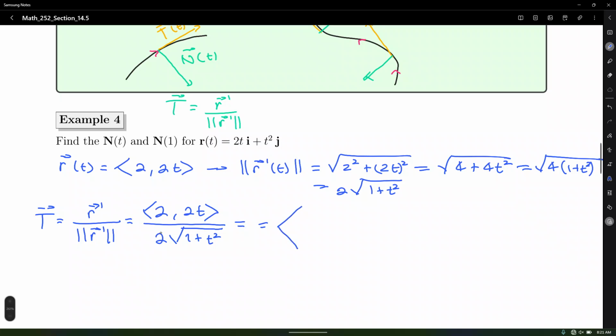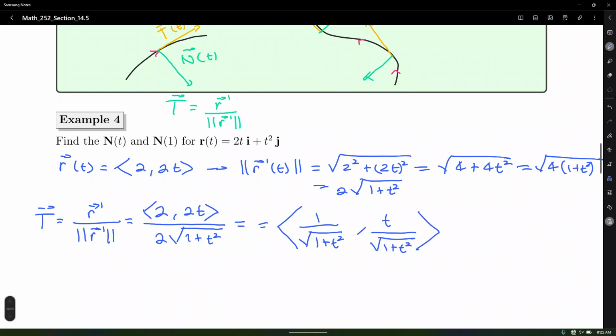All right, so in this case, 2 over 2, the 2's cancel. That's going to leave us with 1 over the radical, 1 over square root of 1 plus t squared, comma, the 2's cancel again here, and that's going to leave us with t over the square root of 1 plus t squared.